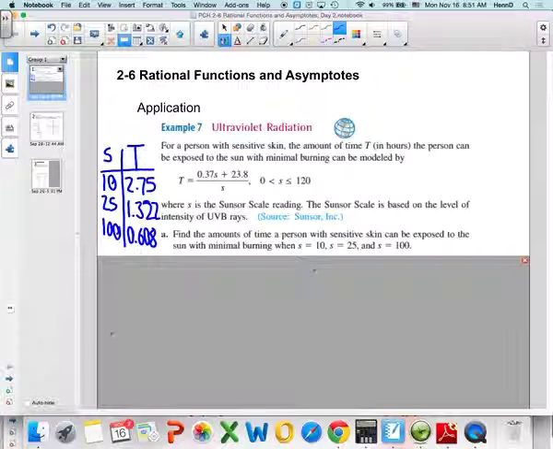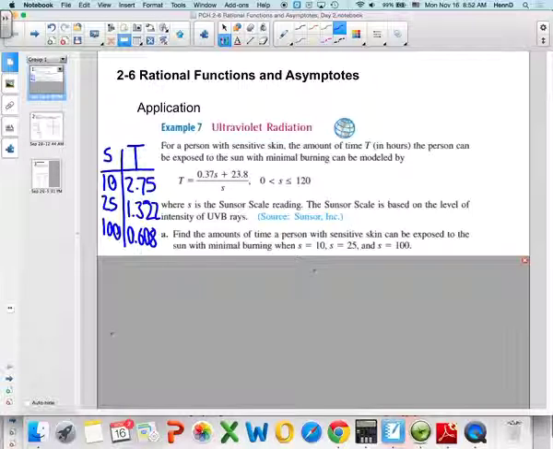It doesn't ask us to, it just says the amounts of time. But all these units of time are in hours, okay? So when the sun is not very intense at all, you could be out there for 2 hours and 45 minutes and not really get burned. However, when the intensity is 100, you could only be out there for about 36 minutes or so before you're going to start to get burned.